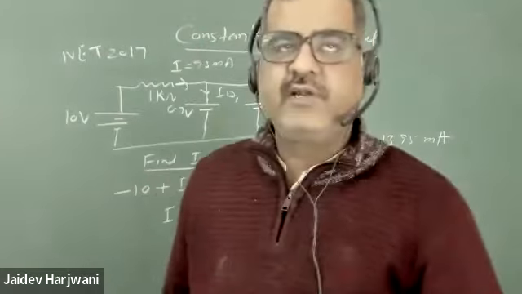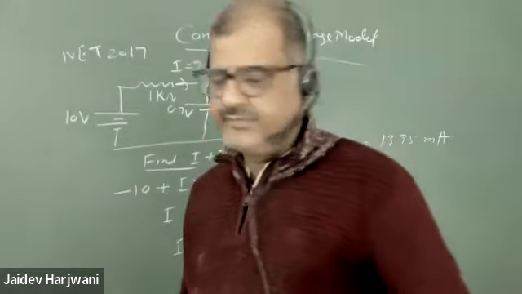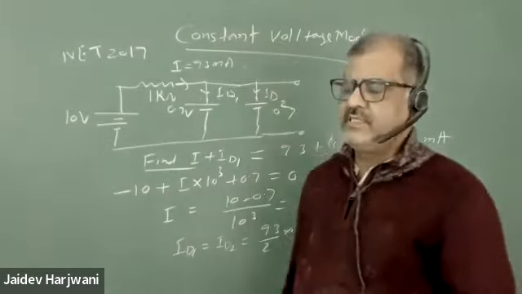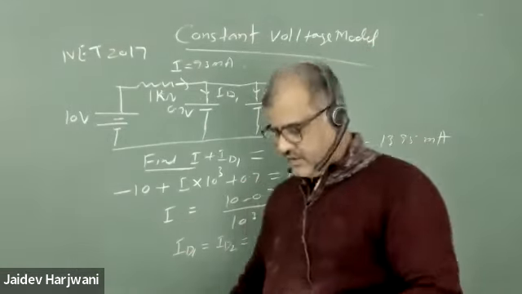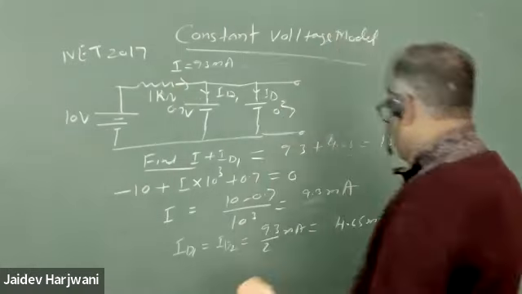Let us do one or two more problems on the constant voltage drop model. Then we'll do the piecewise linear model, where you have to replace the diode with a battery plus a forward resistance.